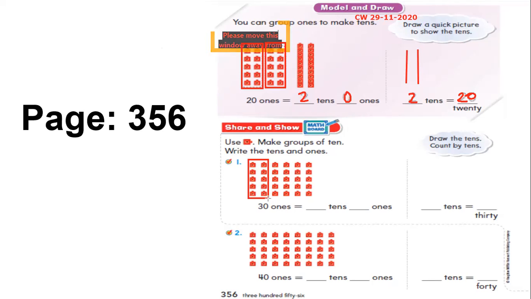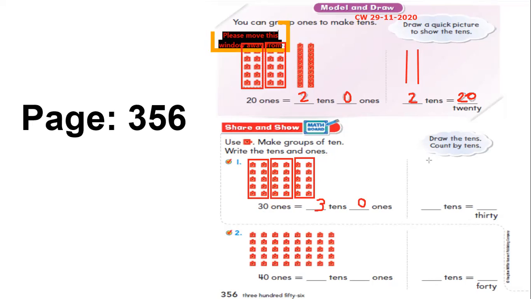10 group 1, 2, and 3. So I have here 3 tens. So how am I going to write it? I'm going to write it as 3 tens and 0 ones.